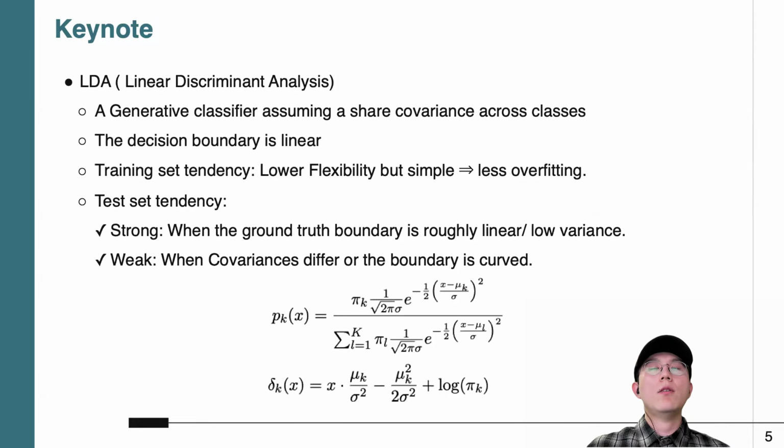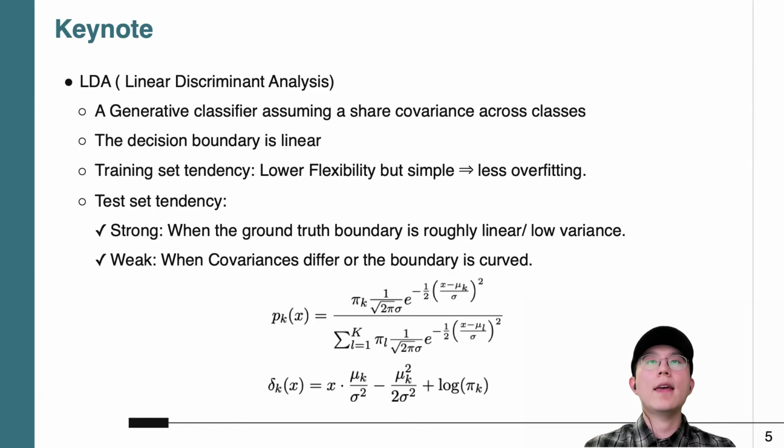Next, key concept: LDA. LDA assumes Gaussian class conditional distributions with a shared covariance across classes, the same covariance across the classes. Because of the shared covariance, the resulting decision boundary is linear. As the equation below shows, it is linear.